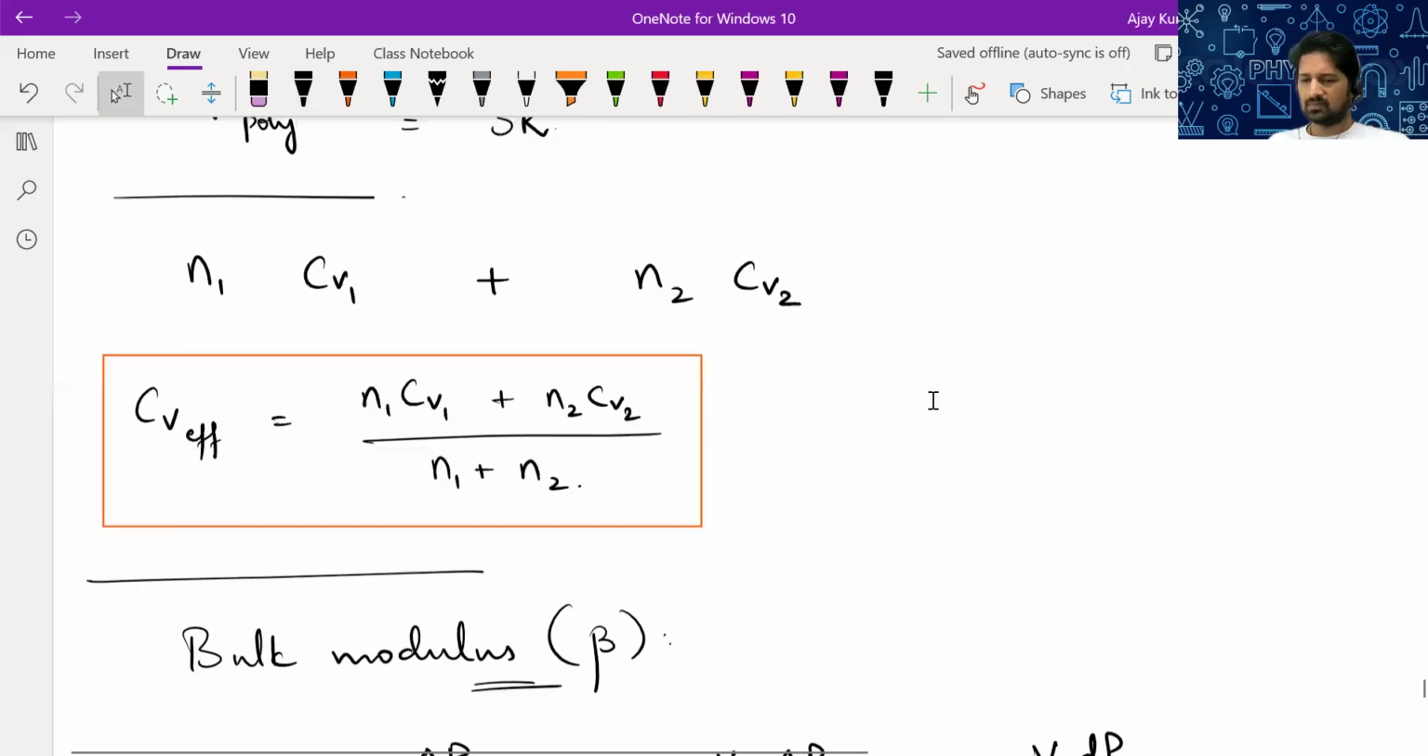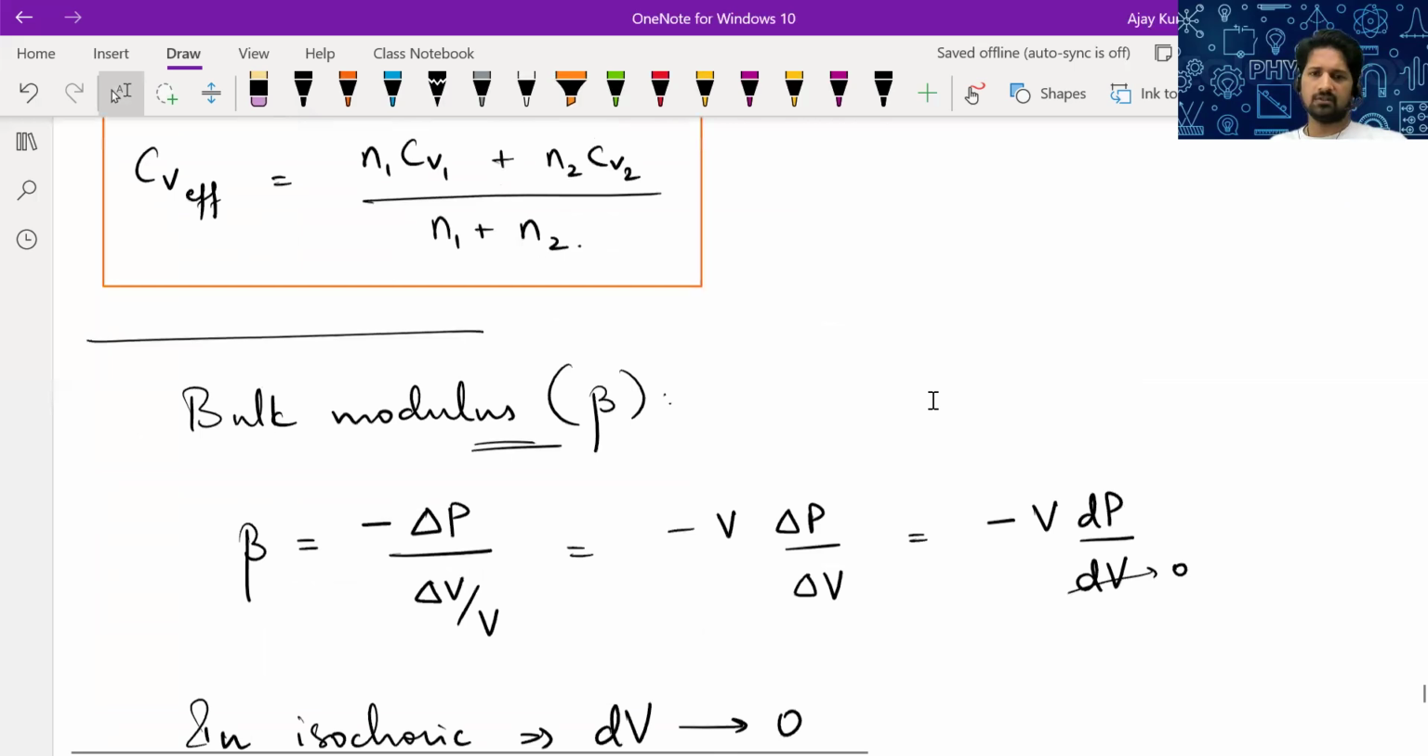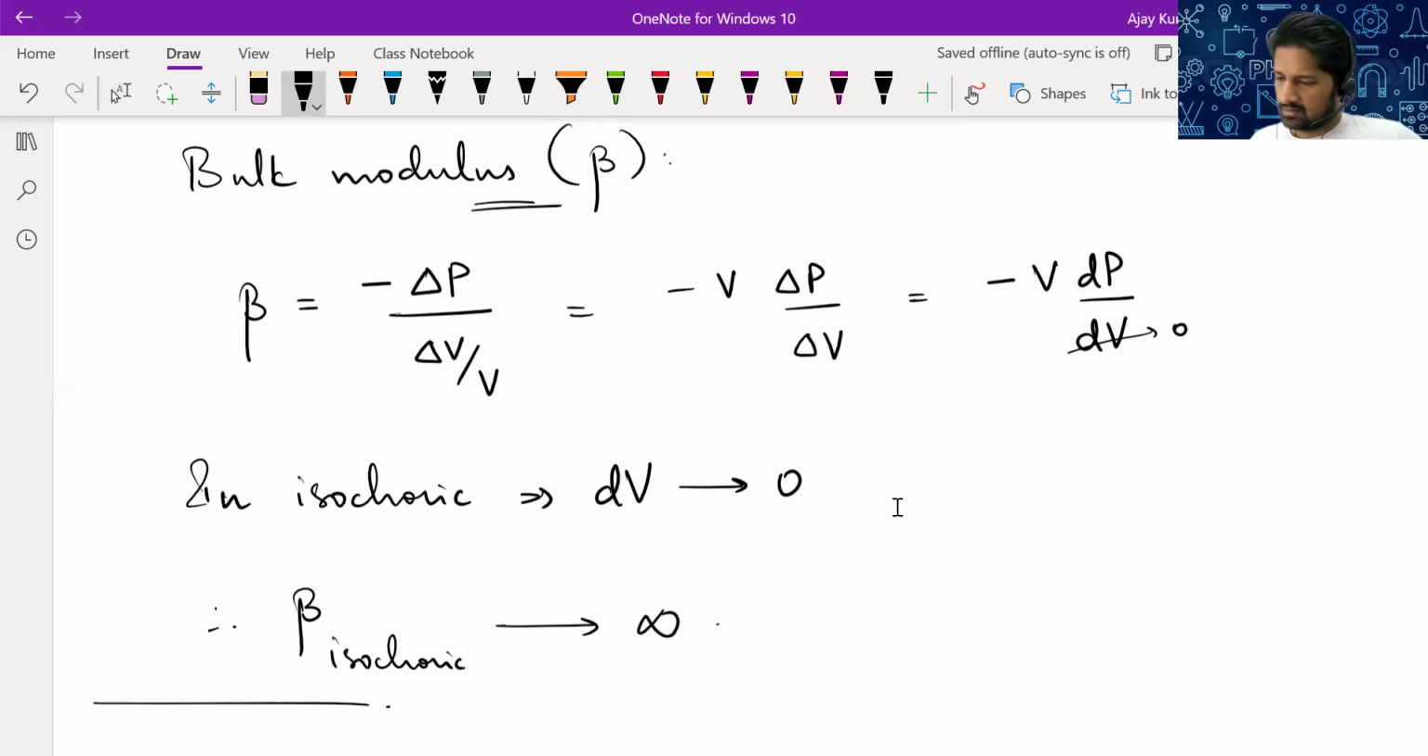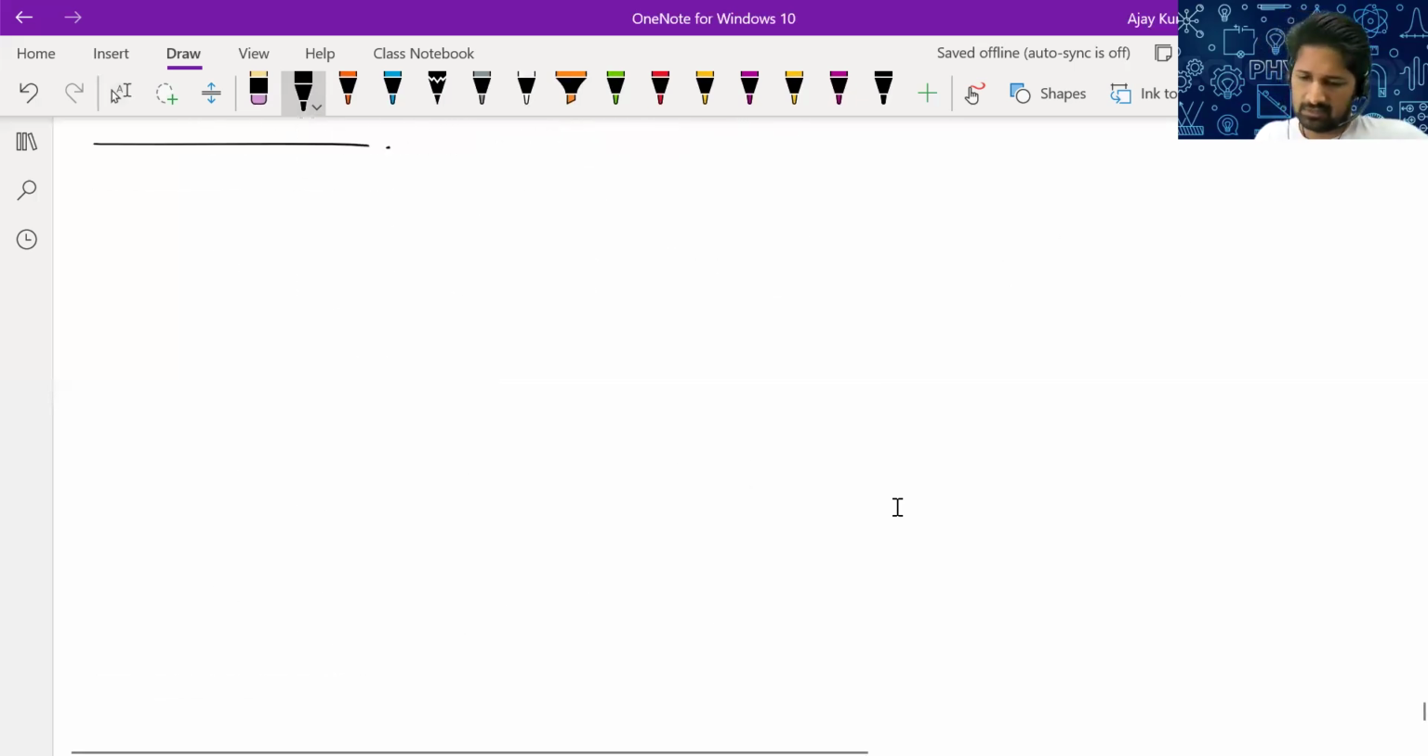Okay. So simple, only volume remains constant. Based on that, we discussed all the things that we do for any other thermodynamic process. Okay, let's solve a few questions based on this isochoric process. First one.